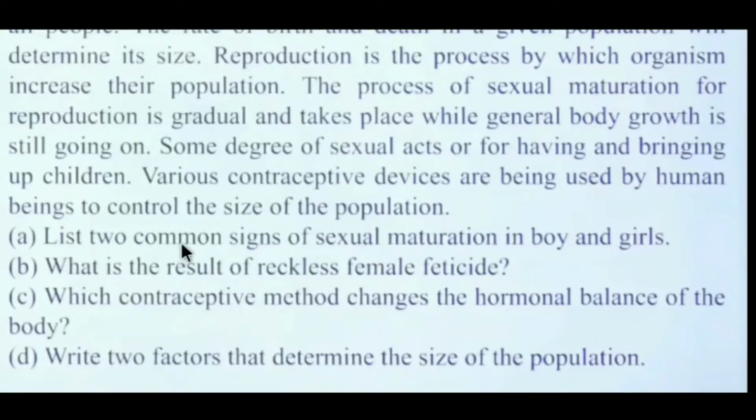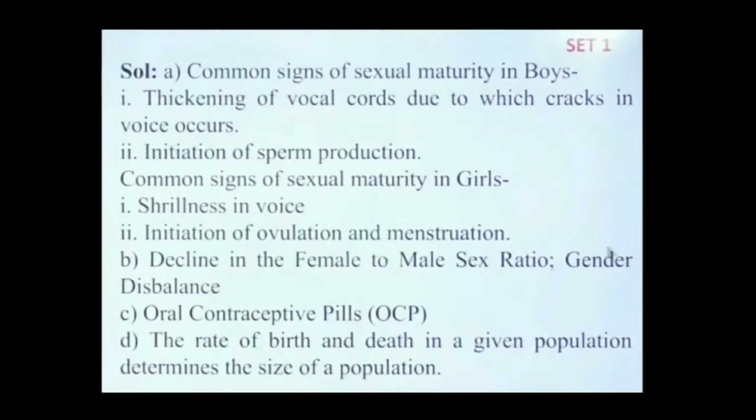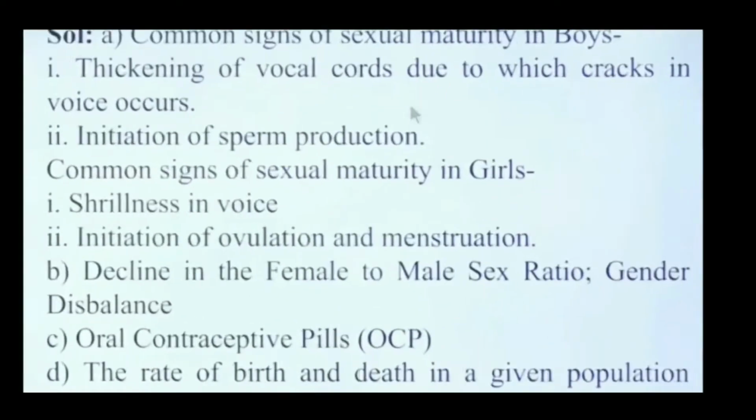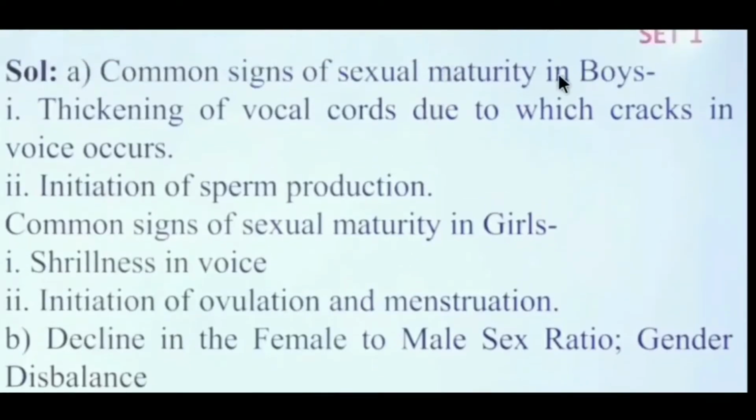First one is list 2 common signs of sexual maturation in boy and girls. So the answer is common signs of sexual maturity in boys: thickening of vocal cords due to which cracks in voice occurs. Second is initiation of sperm production. And common signs of sexual maturity in girls: shrillness in voice, initiation of ovulation, and menstruation.